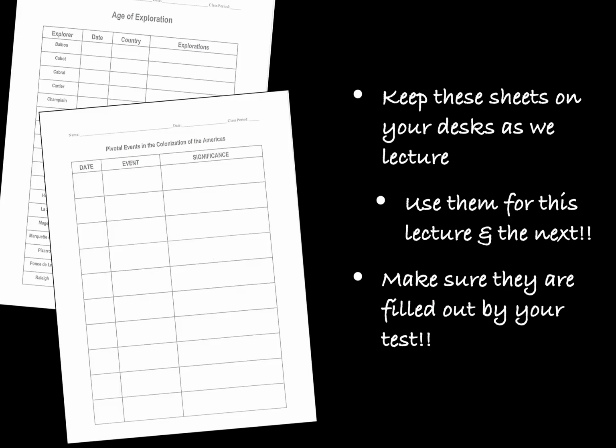As we go through, you are going to want to keep on your desk the 2 sheets that are being passed out to you. We will fill out the pivotal events chart together, as we go through the lecture, through topics 1 and 2. The explorer's chart, the Age of Exploration chart, you'll fill out on your own. Both of these, though, you get to use on your test. So you are going to want to fill them out.